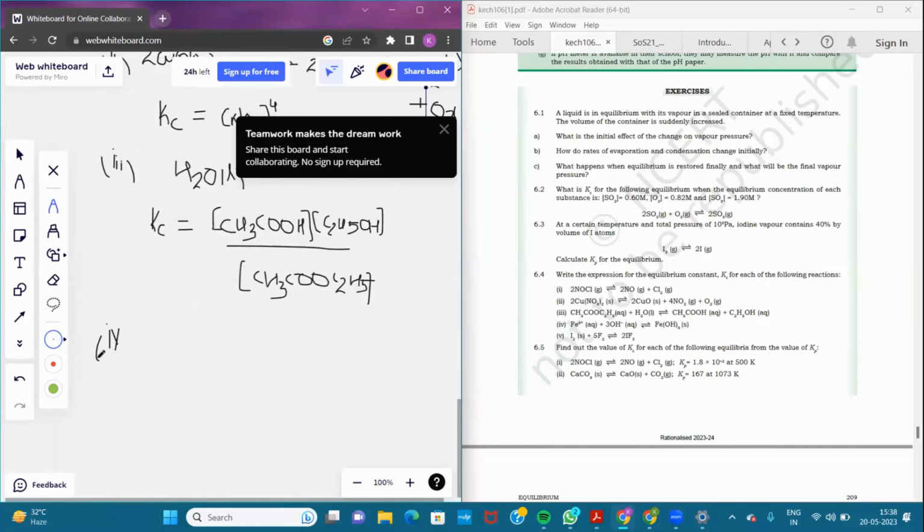In the fourth part, only the product Fe(OH)3 is solid. Fe(OH)3 is solid, so we'll exclude the concentration of Fe(OH)3. Here, Kc will only depend on the concentration of reactants as the product is solid. We'll directly write Kc as 1 by Fe3+.